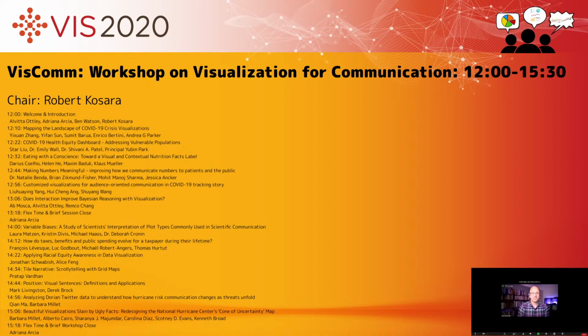And with that, we're going to just start right into our first paper here, which is titled Variable Biases, a study of scientists' interpretation of plot types commonly used in scientific communication. And this is by Laura Madsen, Christine Dees, and Deb Ronan.